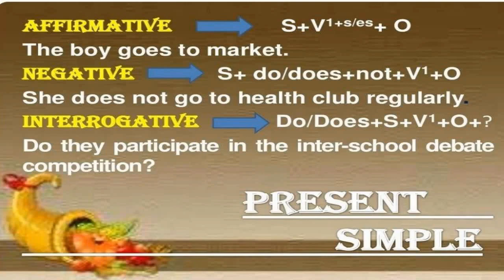So let's move on to the negative example. If I talk about the structure, then first of all we add the subject, write it down, the subject. Then we add do or does according to the situation. Then we add "not" because it is a negative sentence. Then there comes the first form of the verb, then the object. Okay, hopefully you understood it.